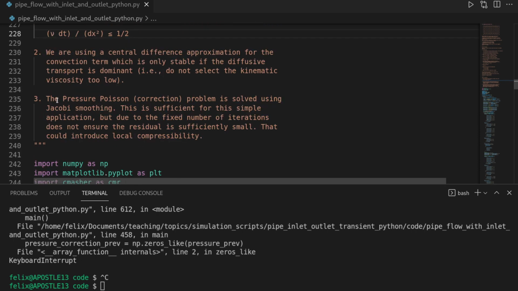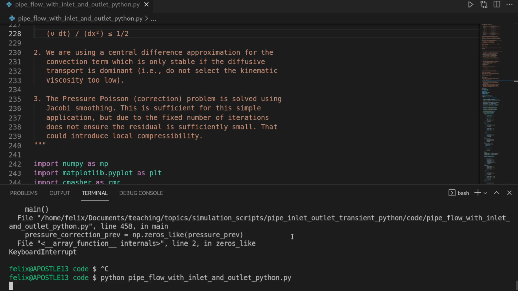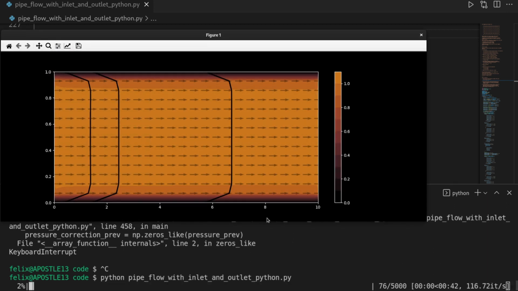And another point, the Jacobi smoothing that we do in the pressure correction problem is just a simple approximation, and we are not even checking for the residual to see how good we've solved the system of equations there. So in case you want to use that for anything more sophisticated, you probably have to adapt that. Then let me run the script one last time to finish off the video.